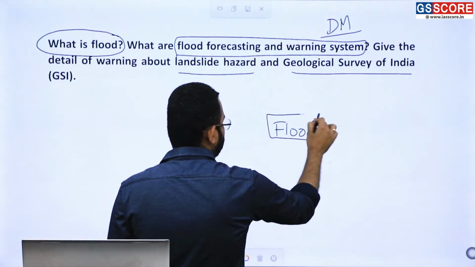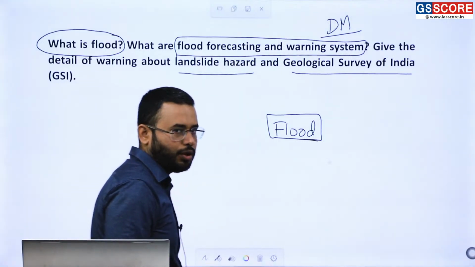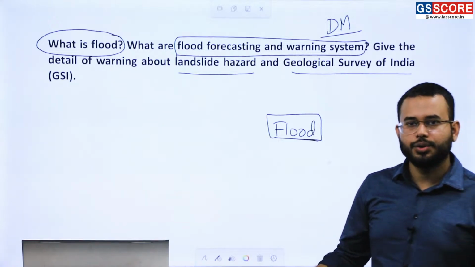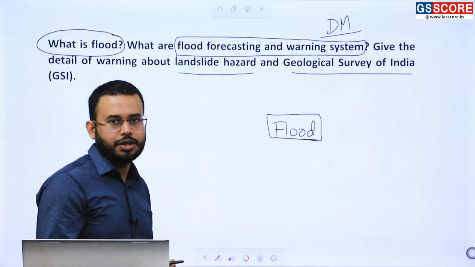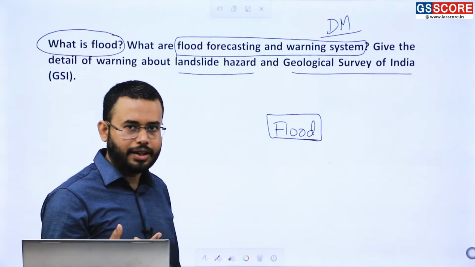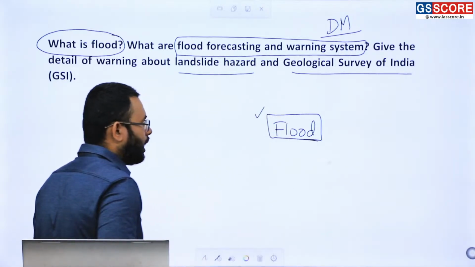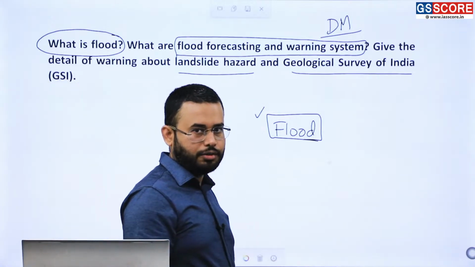So first you define what flood means. You can say sudden release of water from a natural source or a man-made source which creates a hazardous situation for the local biodiversity or the human beings living in there. So that amounts to flood. Now there are natural causes of it, there are anthropogenic causes of flood as well.